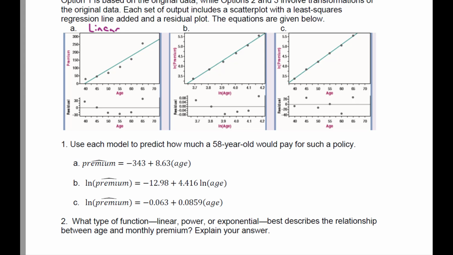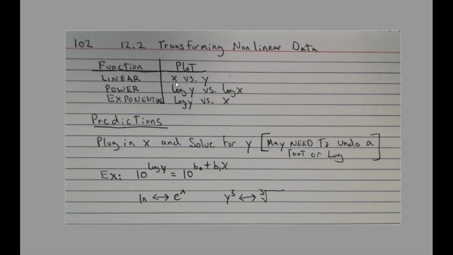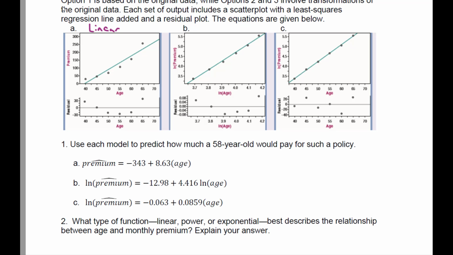So we have the natural log, and then the natural log of our x value, which is age in the equation. So the natural log of the premium equals negative 12.98 plus 4.416 times the natural log of the age. As we saw here, we take the log versus log. In this case, we had natural log versus natural log. That was a power function, okay? So with that, our B is a power function.